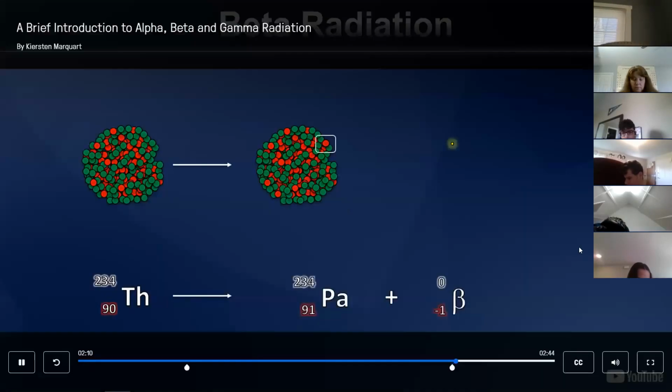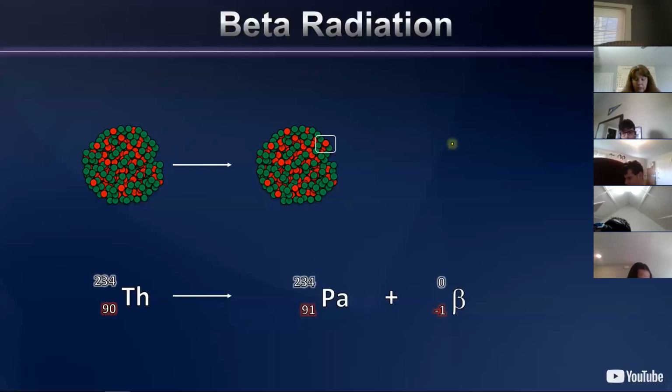Now look carefully at our equation here. Our beta particle has essentially no mass and a negative charge, and therefore we create a new element called protactinium. This is the second step in the decay of uranium. A thorium nucleus loses a beta particle in an attempt to recover the neutron to proton ratio that it once enjoyed when it was uranium-238.